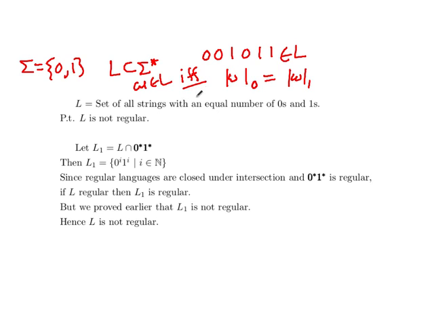Now we have already seen a similar example when I was proving the pumping lemma. I was demonstrating with that example, which was 0 to the i and 1 to the i for all i, right?